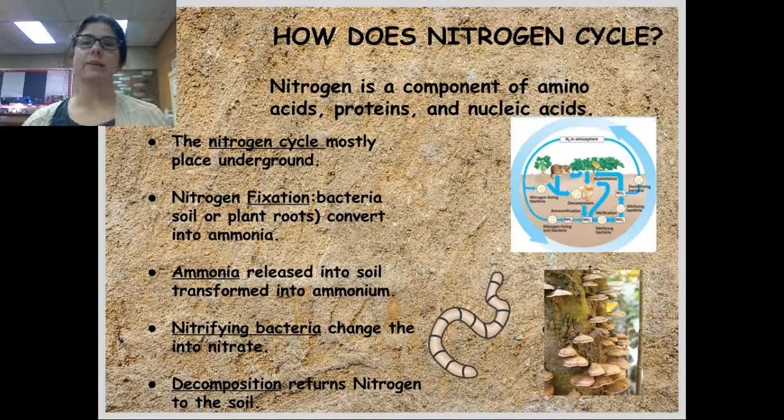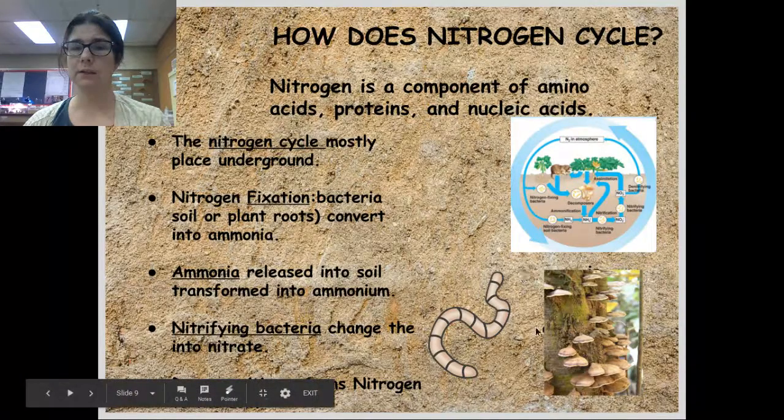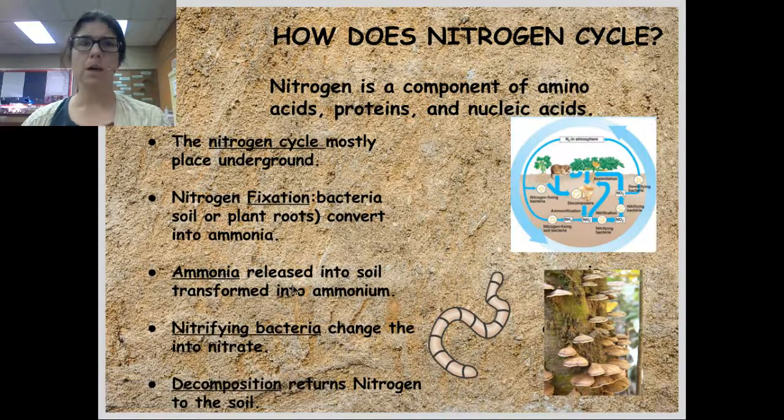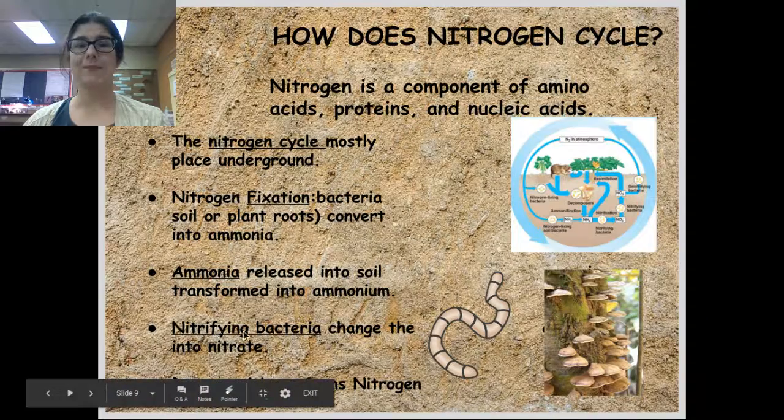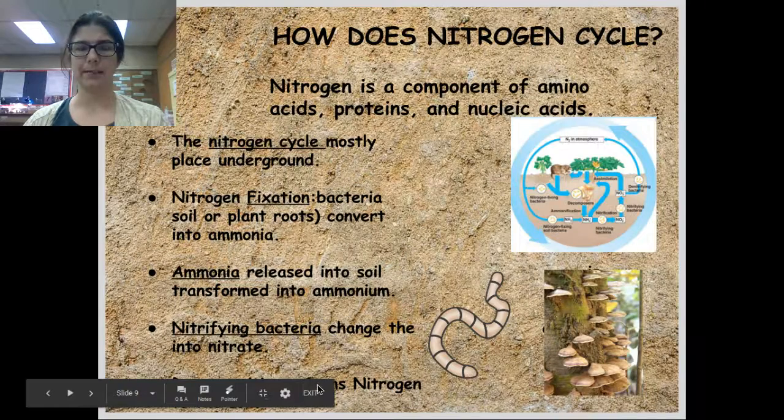Nitrogen is the third cycle that we're going to focus on. Nitrogen is a component of amino acids, proteins, and nucleic acids. These are three of our biomolecule groups that we'll be talking about. Most of the nitrogen cycle happens underground. Nitrogen fixation is a term that we're going to be talking about. It's where bacteria in the soil, or sometimes the plant roots, convert the nitrogen into ammonia. The ammonia is released into the soil, and there it's transformed into ammonium. And then we have a different type of bacteria, nitrifying bacteria, which changes it into nitrate. And then this nitrate is able to be used by other organisms, other plants, for instance.